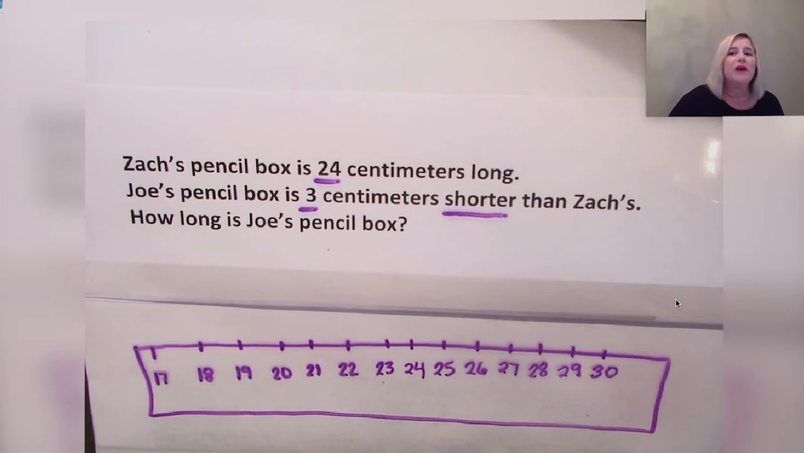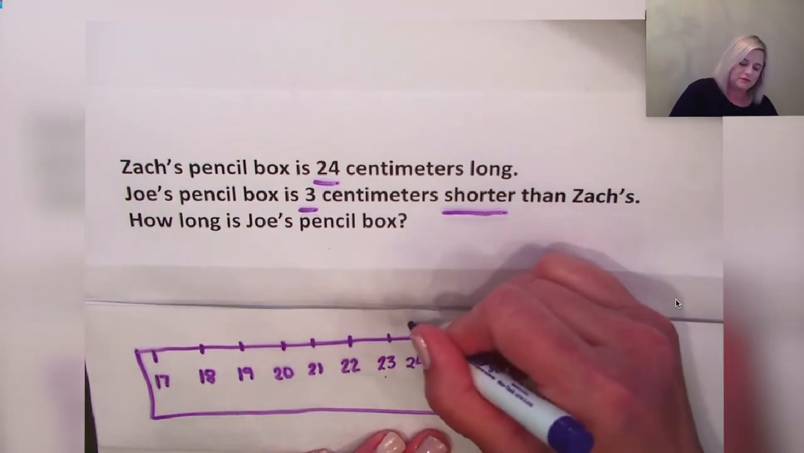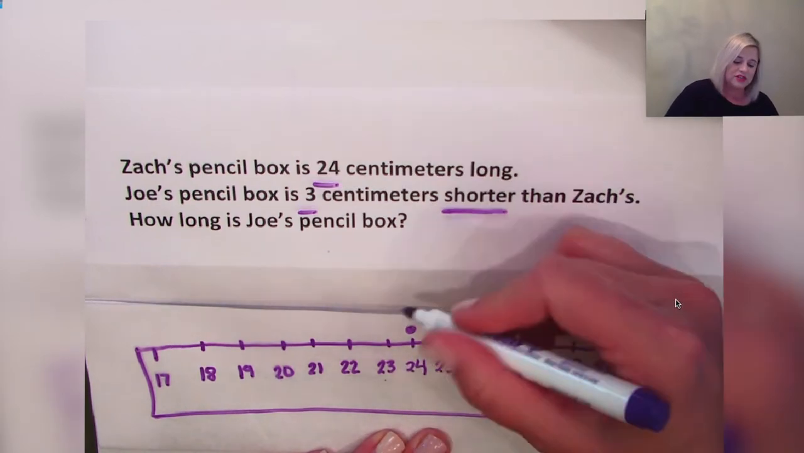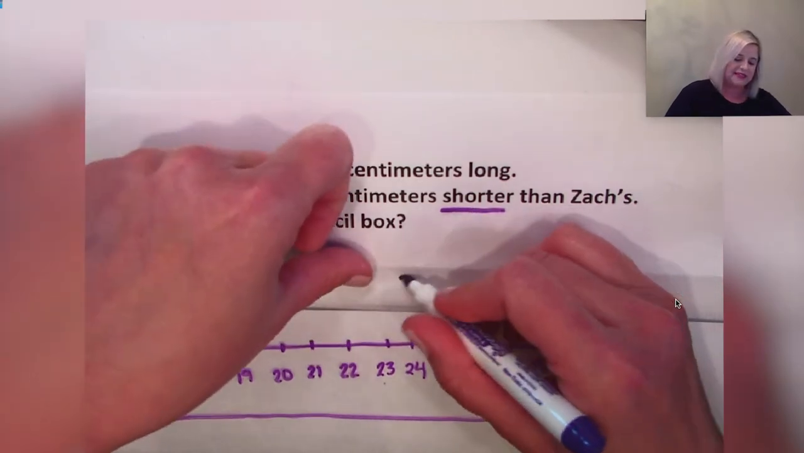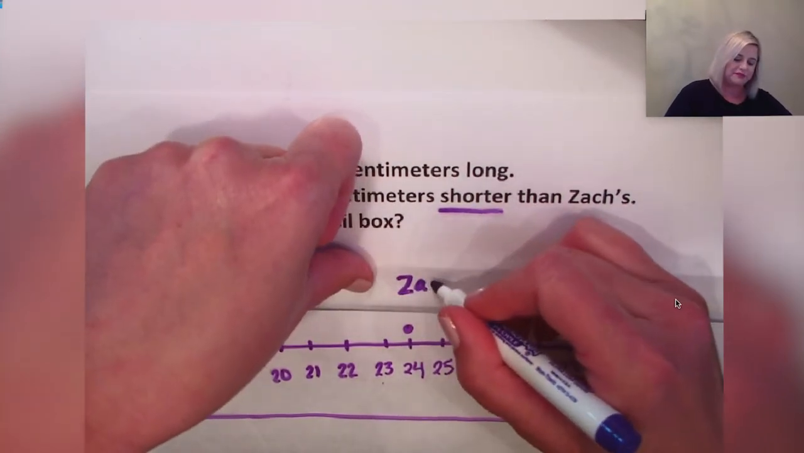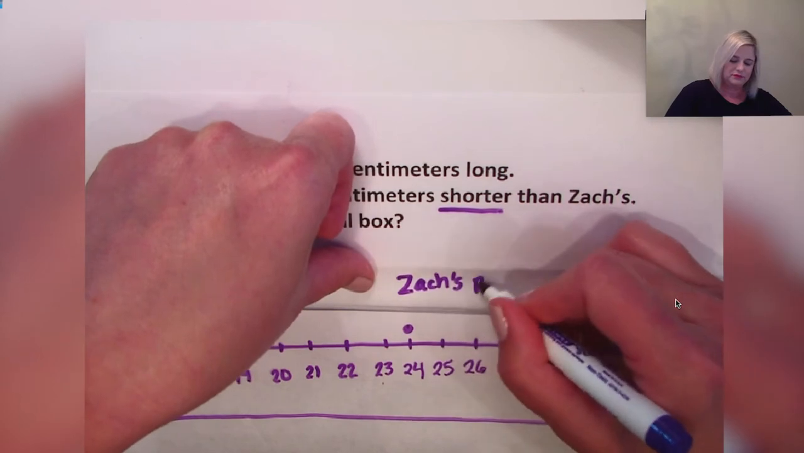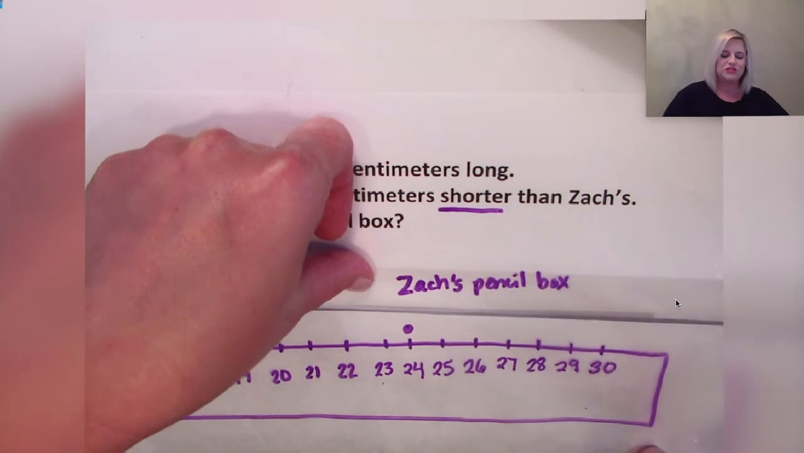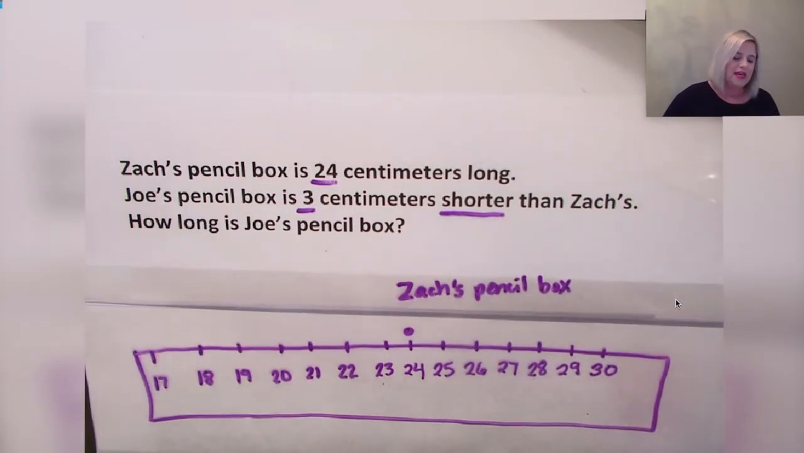Okay, now, where are we going to put our first dot? Yes, on 24, because that is our starting point. And we know that Zach's pencil box is 24 centimeters long. So I'm going to label it Zach's pencil box. I'm starting at 24. Now, Joe's pencil box is 3 centimeters.